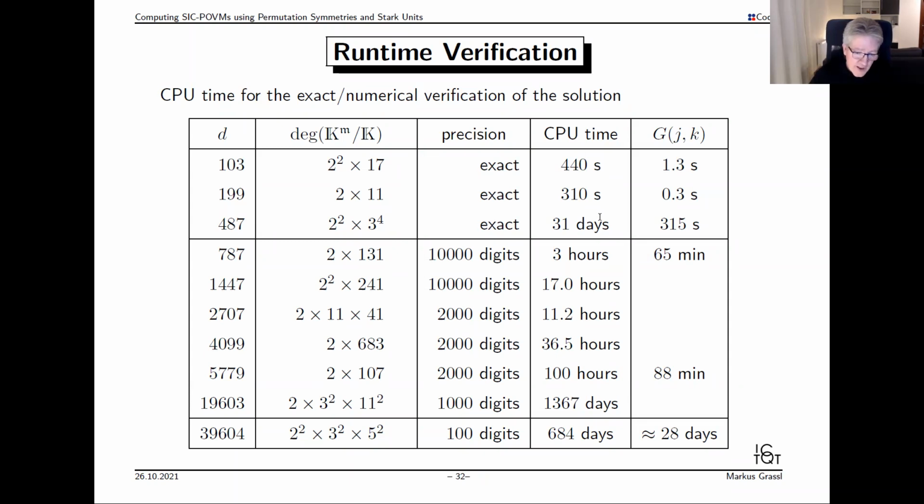That took 31 days. But we can also have something like a zero knowledge proof by just checking one of these partial sums. And when we look at dimension 5,779, checking just a single one of these overlaps takes 1.5 hours, but we would have to check d squared of them. And again, that's effectively out of reach.